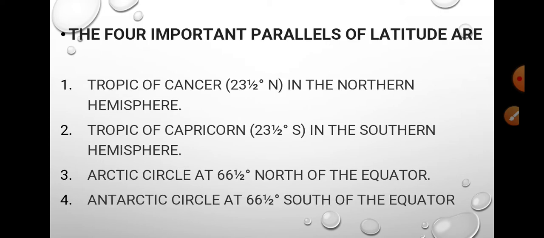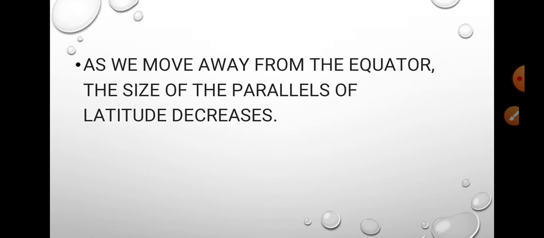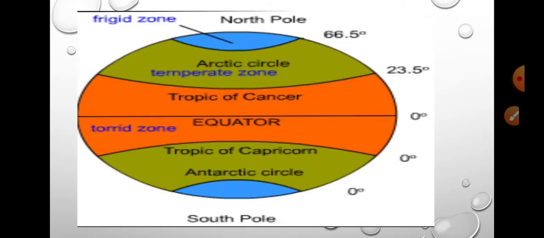Now, the four important parallels of latitudes. Do you know what is the meaning of latitude? Latitudes are the parallel lines. You can see in the previous diagram. See, all these lines are latitudes: Arctic Circle, Tropic of Cancer, Tropic of Capricorn and Antarctic Circle. All these are parallels of latitude.